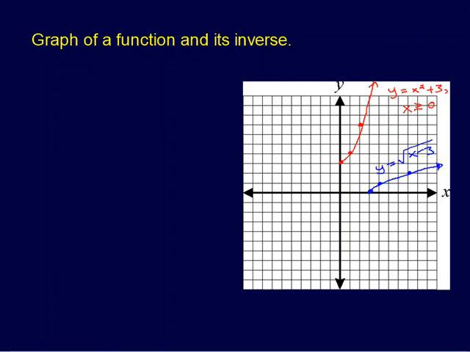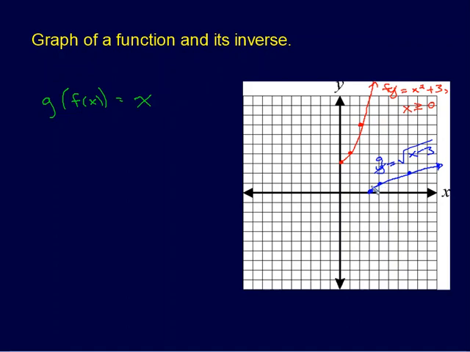So if we call this function f of x, and we call the blue one g of x, what we're noticing is that if I do g of f of x, I get back to my original x. For example, when I started with x equals 1, f of 1 was 4, but then when I did g of 4, I got back to 1.